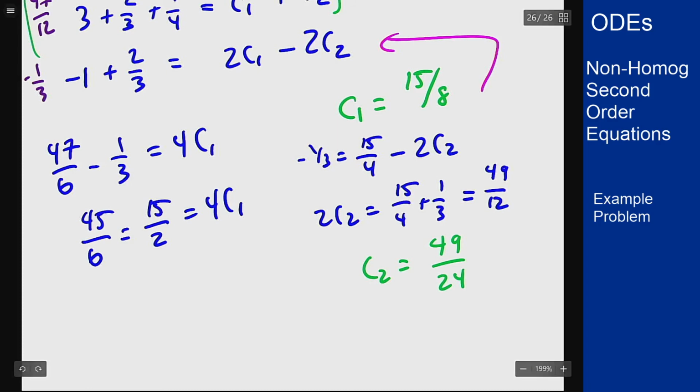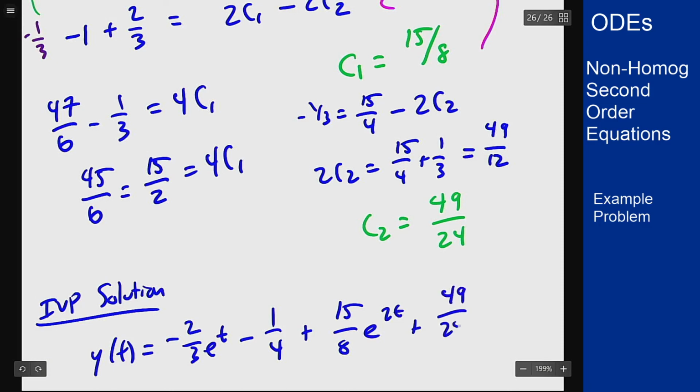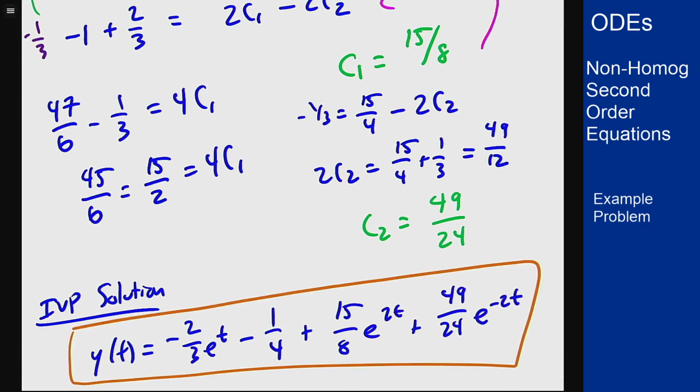So then my initial value problem solution is negative 2/3 e to the t minus 1/4 plus 15 over 8 e to the 2t plus 49 over 24 e to the minus 2t. That's how you solve and work out this entire initial value problem using the method of undetermined coefficients for finding the general solution for the non-homogeneous second order equation.